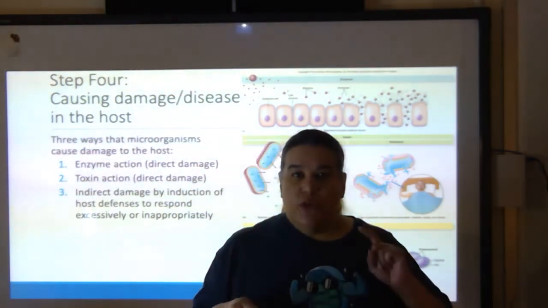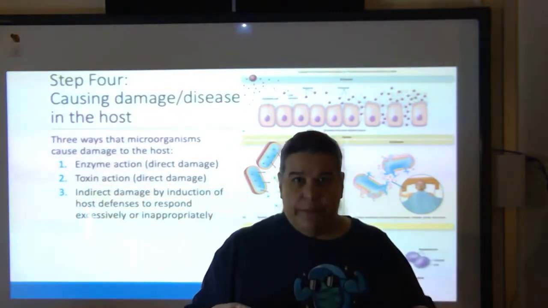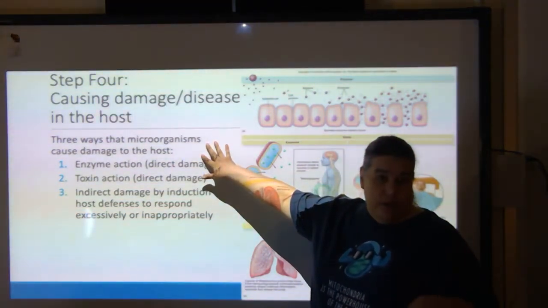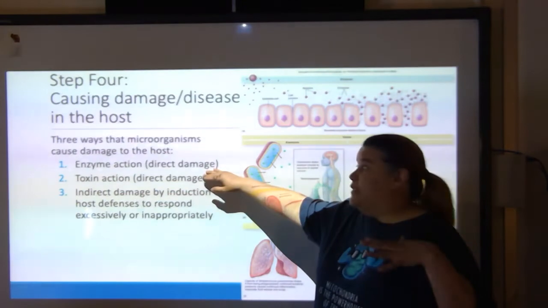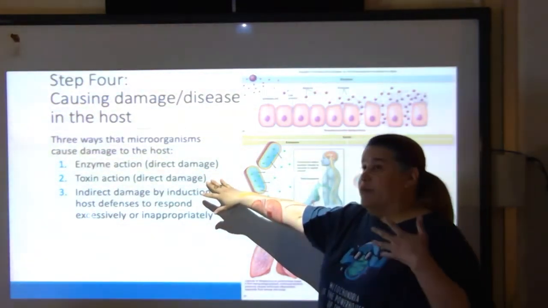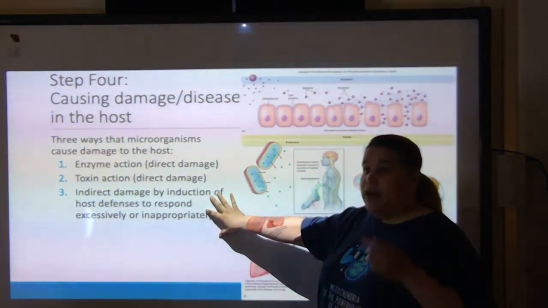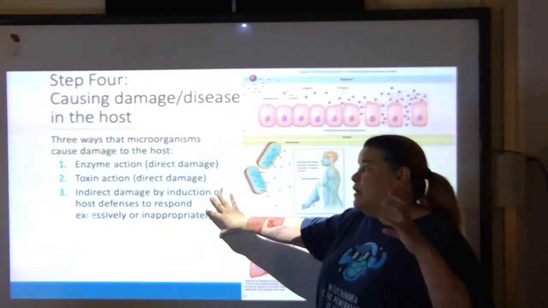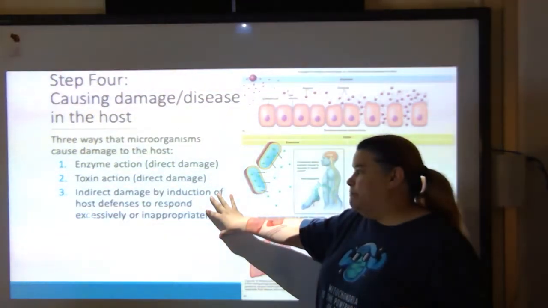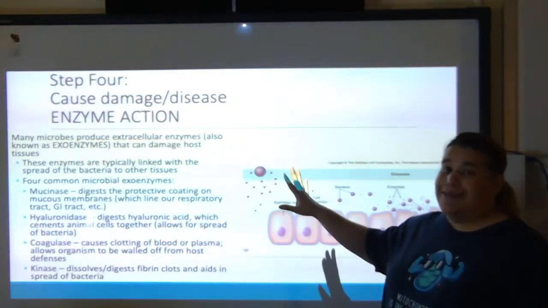In step 4, we're going to discuss causing damage or disease in the host. There are 3 ways microorganisms can cause damage to the host. Enzyme action, which is a form of direct damage. Toxin action, which again is a form of direct damage. And then the third one is indirect damage that's caused by the host's defenses being excessive or basically reacting inappropriately.